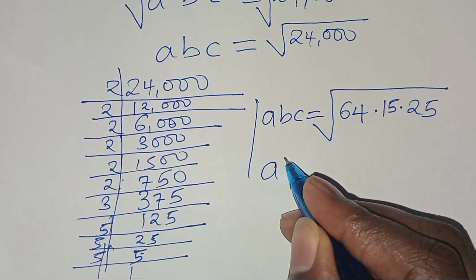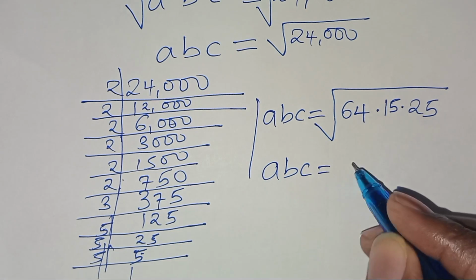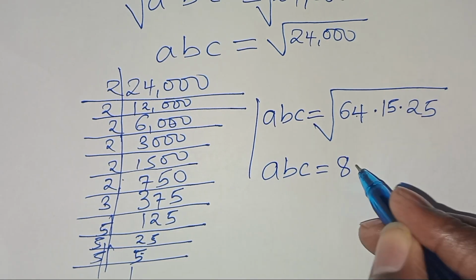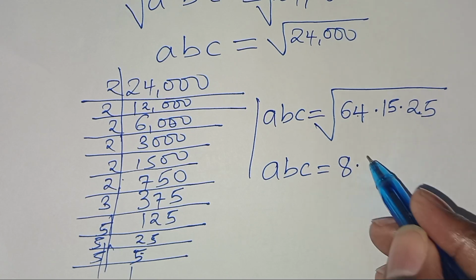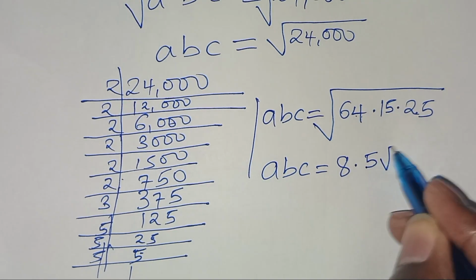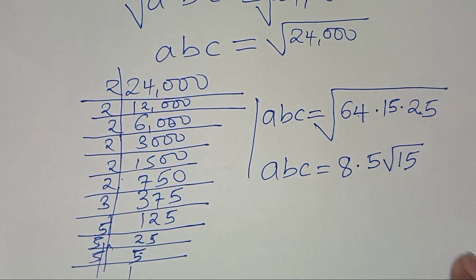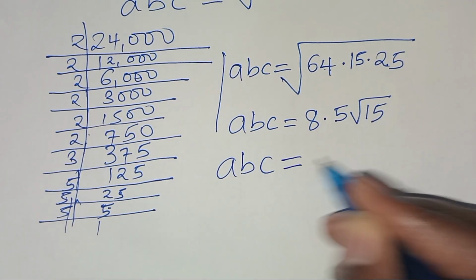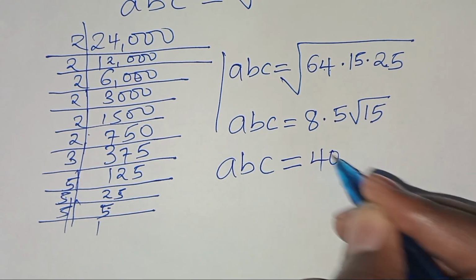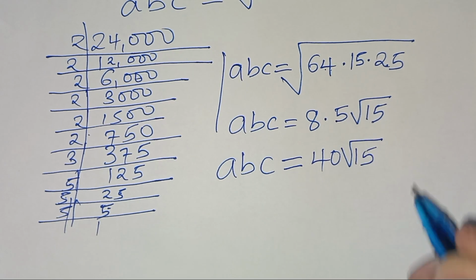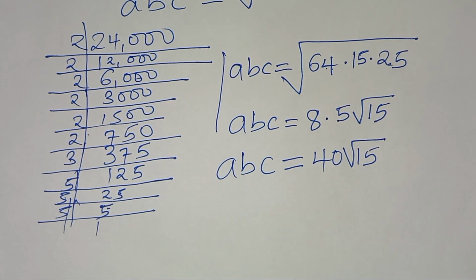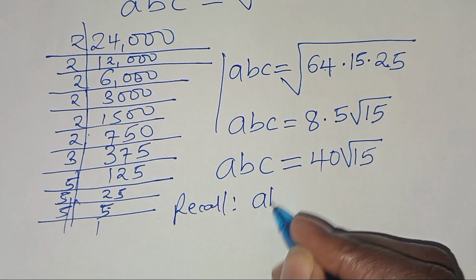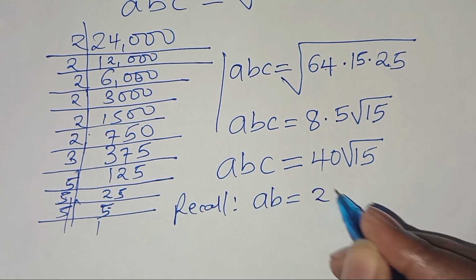So therefore, we'll have abc equal to the square root of 64, which is 8, multiplied by the square root of 25, which is 5, multiplied by the square root of 15. So therefore, abc is equal to 8 times 5, which is 40, square root of 15.